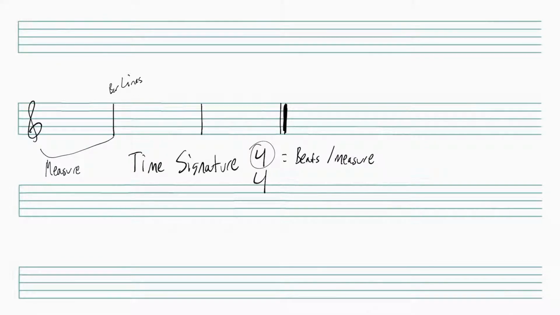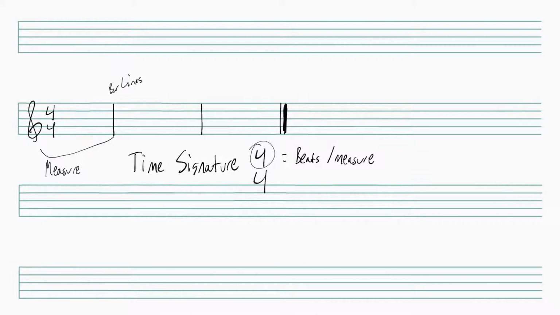So if I go back to my staff here, I'm going to draw a time signature. That top number is 4. And what that tells us is there are 4 beats in a measure. There are no more than 4 beats in a measure, nor are there fewer than 4 beats in a measure. You will always have 4 beats in a measure. So the question becomes, what does 1 beat mean? What symbol do we have that means 1 beat?